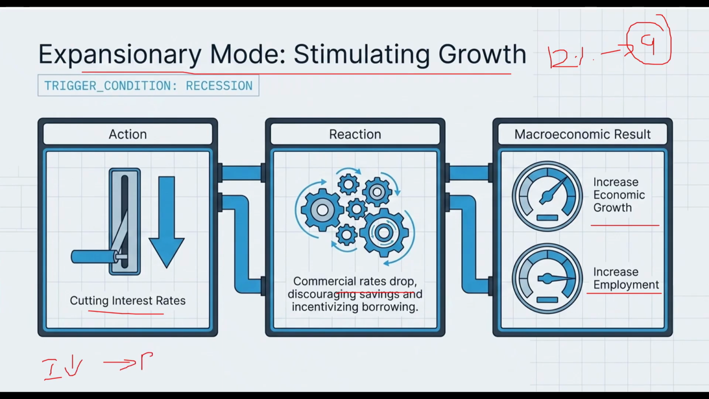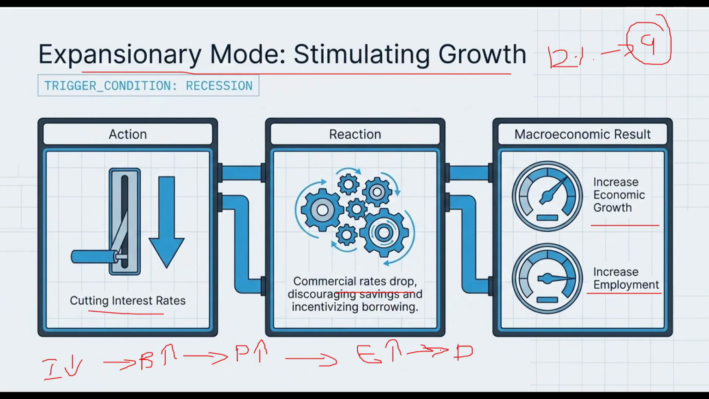As a result, borrowing increased. As a result, production increased. As a result, employment increased. So this will continue as a circle. As employment increases, more demand will be there, right? As demand increases, again the production will increase. So it will continue. The economy will grow.